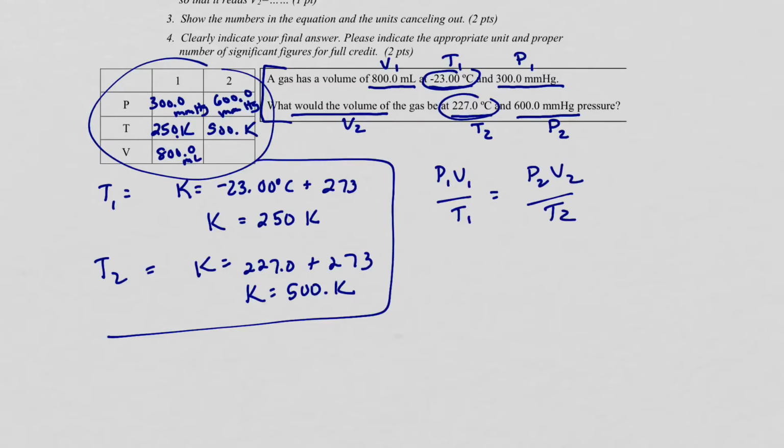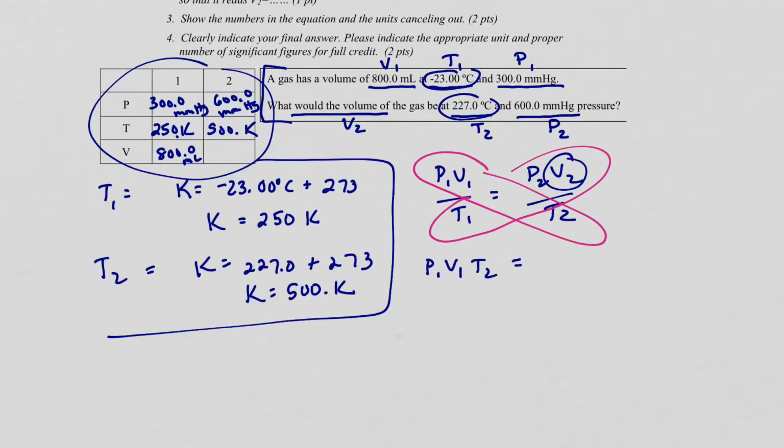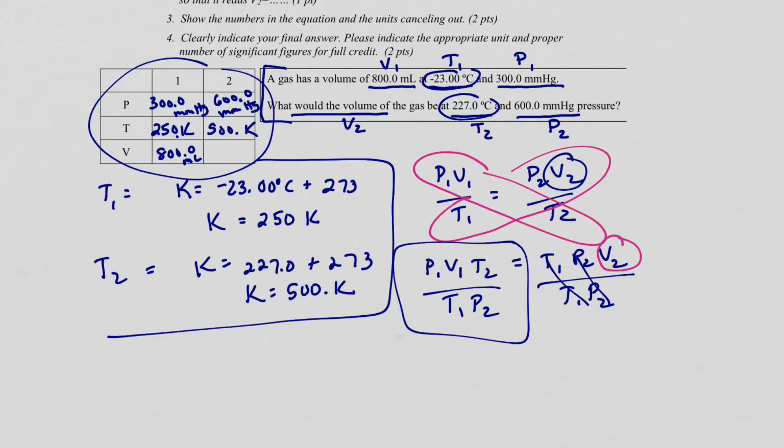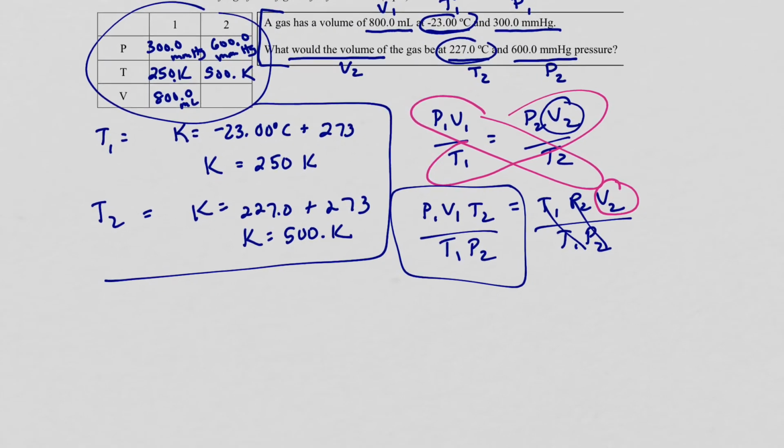You might recognize that this is a combined gas law problem because you have changing conditions. We know we're trying to solve for V2, so I'm going to circle that. And to rearrange this equation, we're going to cross multiply. So we have P1 V1 T2 equal to T1 P2 V2. Knowing that we're trying to solve for V2, we're going to divide both sides and get this cleaned up. So here's what we use as our equation to solve for V2.